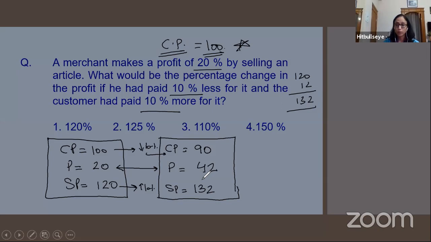Now, don't forget what the question asked. Question said that these are the two profits in the two situations. What is the percentage change? So I have to tell you that 20 has now become 42. So what is the percentage change that's happening?